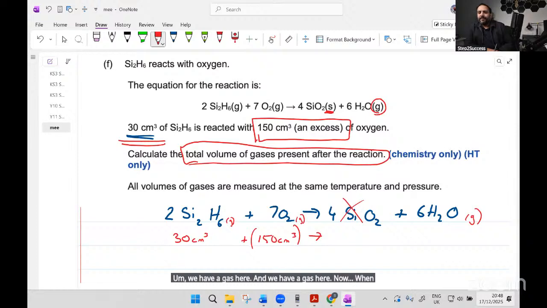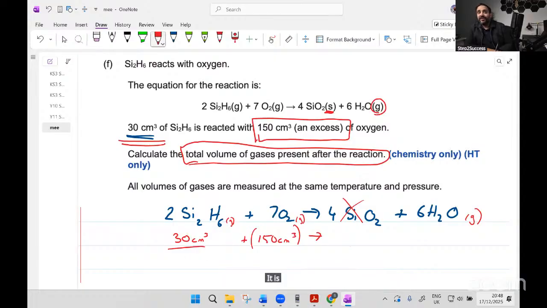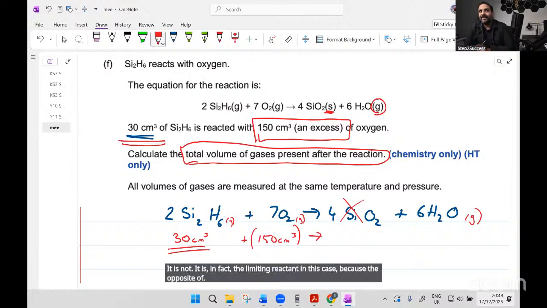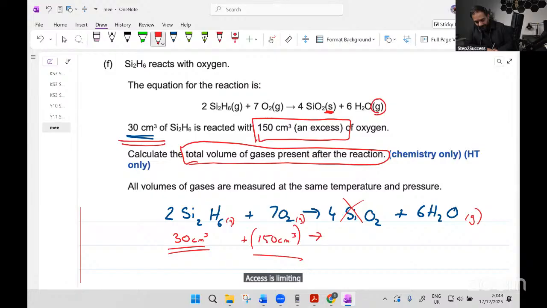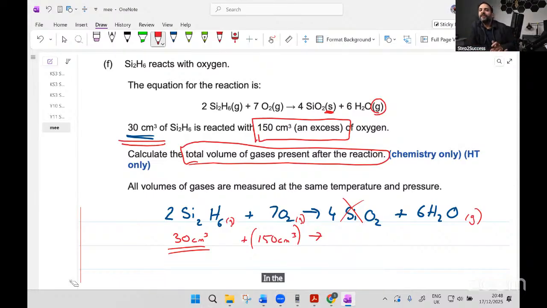Now, when you react something with an excess of something else, then it means that all of this is going to end up getting used up. It is, in fact, the limiting reactant in this case, because the opposite of excess is limiting reactant. If something is in excess, it means there's more of it than what we need. That means the other reactant must be the limiting reactant. It's the one that's going to run out in the experiment.